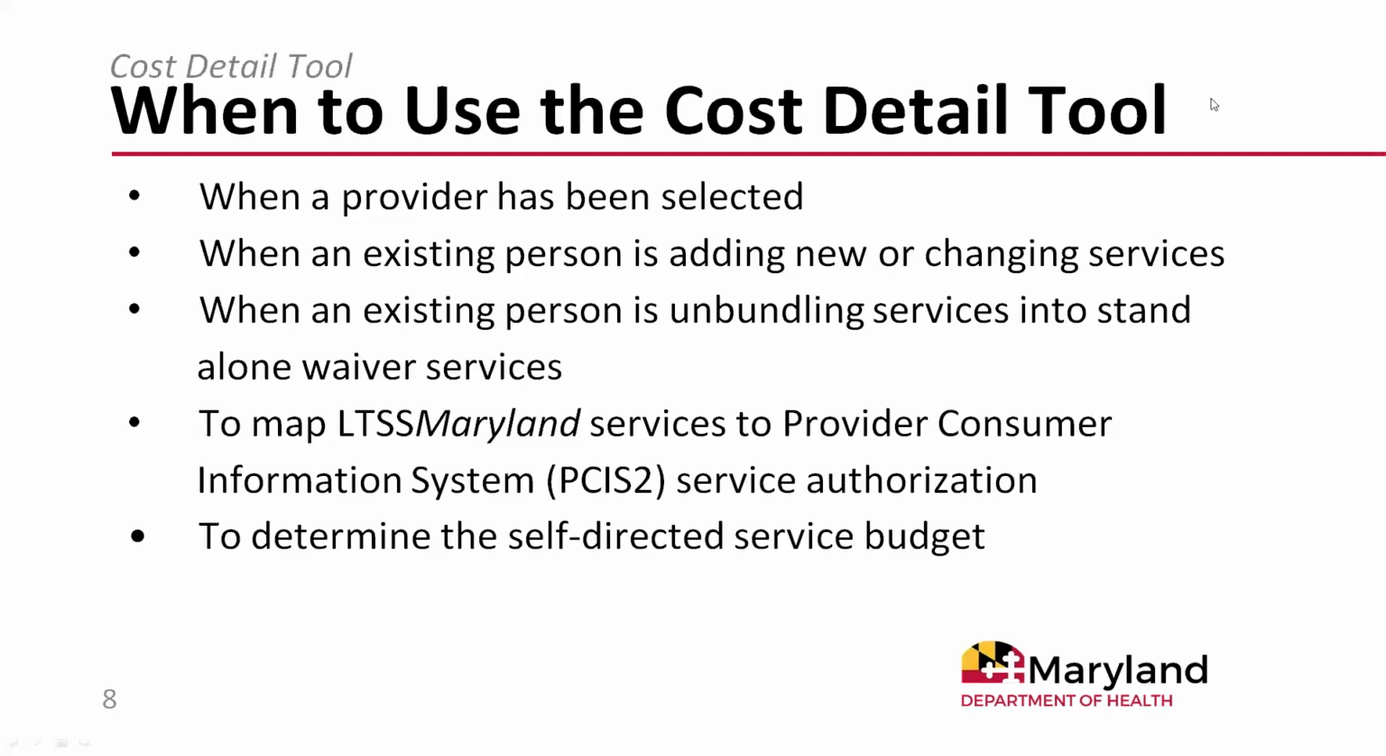So when the provider is selected, we want to make sure the cost detail tool is completed by the provider, and each cost detail tool is specific to that provider. So only one provider will be noted on the cost detail tool. If more than one provider is selected, then 2 cost detail tools would be selected. So when a provider is selected, cost detail tool is completed. Another purpose or reason to complete it is when an existing person is adding new or changing services, right?